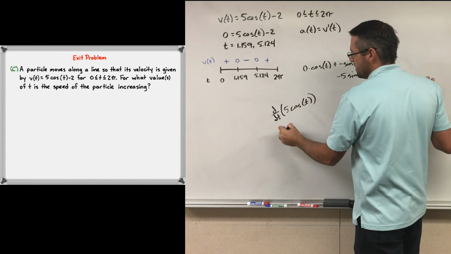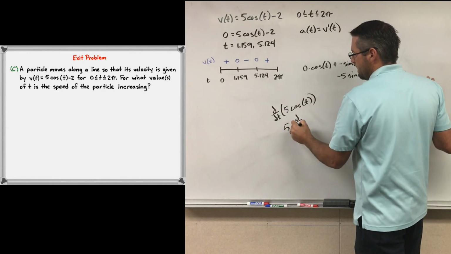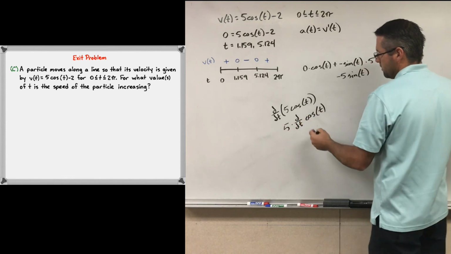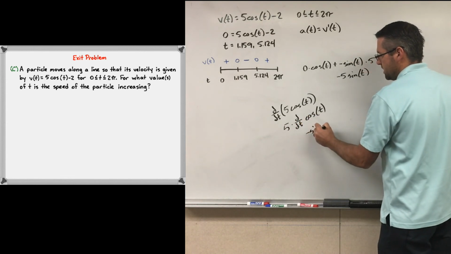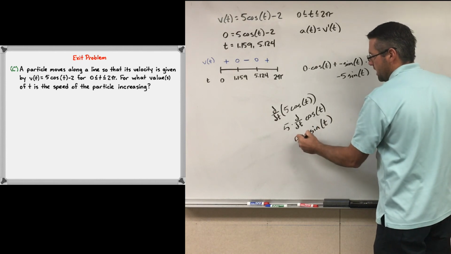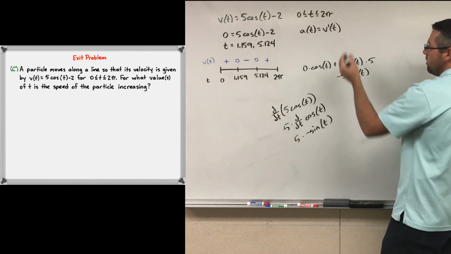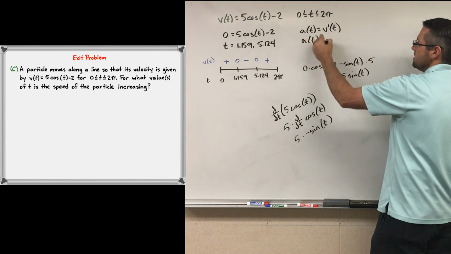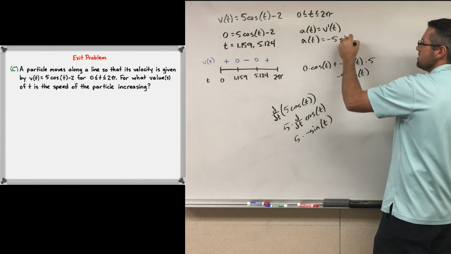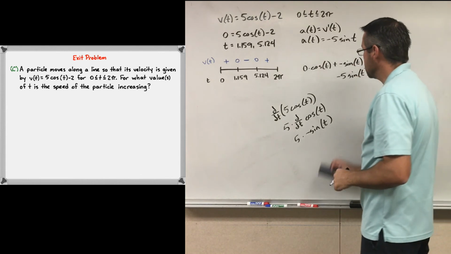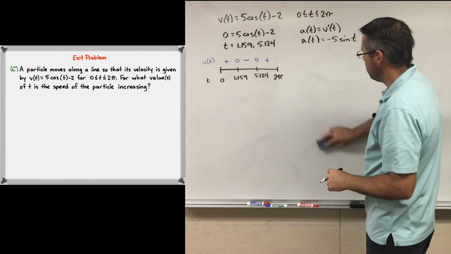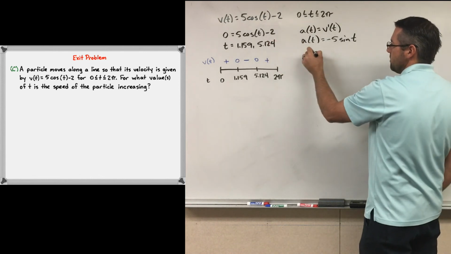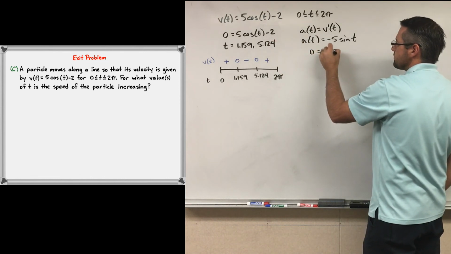That's the same as taking the constant multiple out and then taking the derivative of the function, which is negative sine of t, and then multiplying it by the constant. So either way, the derivative, or the acceleration in this case, is going to be negative 5 sine of t. All right. Well, we want to figure out the signs of this guy, so we're going to do the same thing we did on velocity. We're going to set it equal to 0.